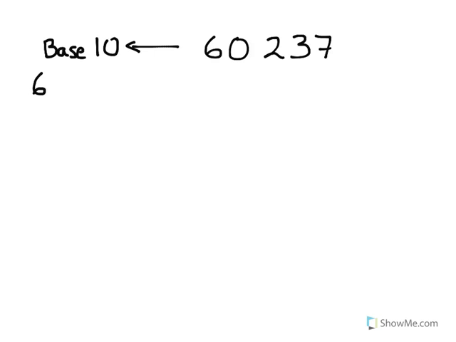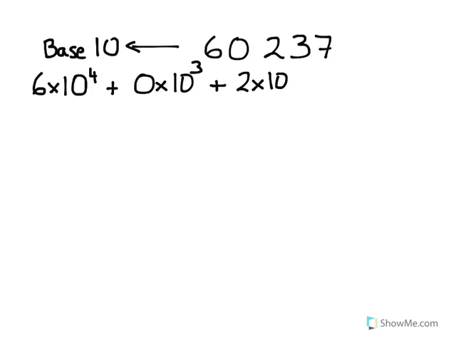Well, we could say that it's the same as 6 times 10 to the power of 4, plus 0 thousands, 10 to the power 3, plus 2 times 10 to the power 2, that's 2 hundreds, plus 3 times 10 to the power 1, that's 30, plus 7 times 10 to the power 0. Anything to the power 0 is 1, so that ends up giving us our 7 there.